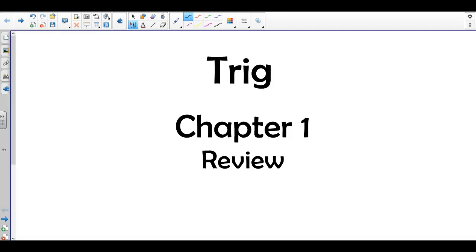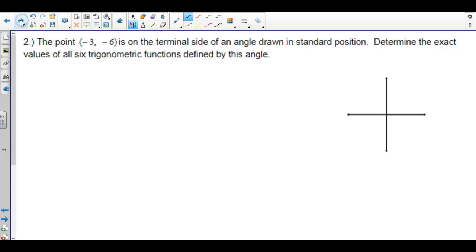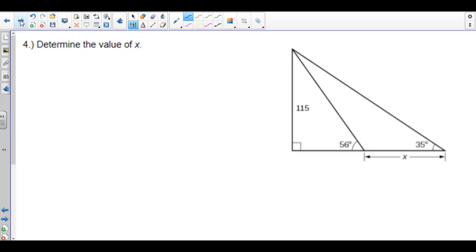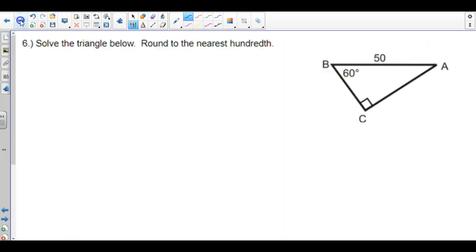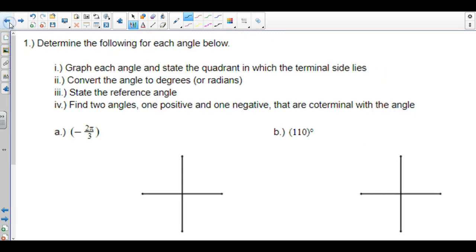Hello, what I'm going to do is review trig stuff from chapter 1, so I'll give you a brief overview. We're going to do some conversions between radians and degrees, plot some reference angles, look at coterminal angles, and then we'll plot a point and take a look at the 6 trigonometric functions, followed by evaluating trig functions, and then go on to some right triangle trig problems, story problem applications, solving right triangles, and then finding exact values of trig functions. So I'll get started with the first question.